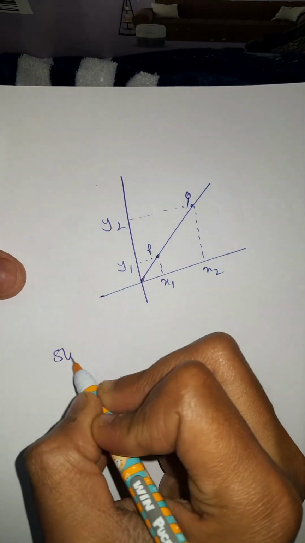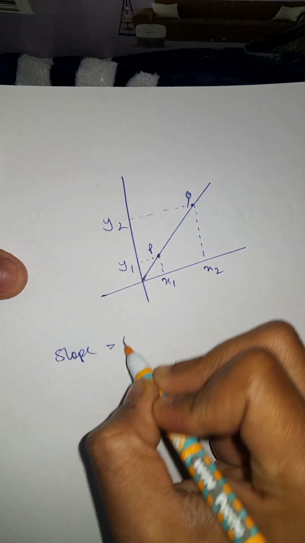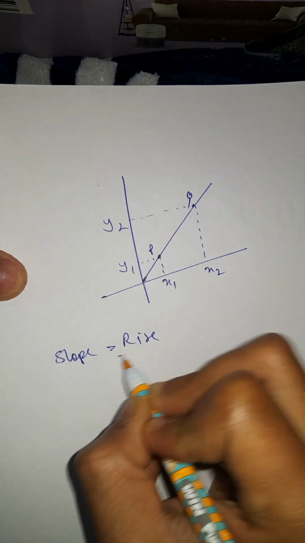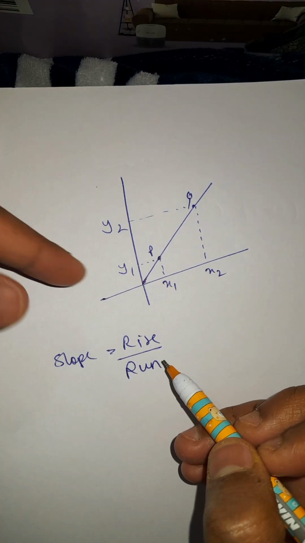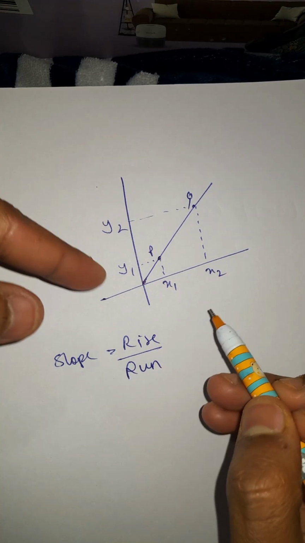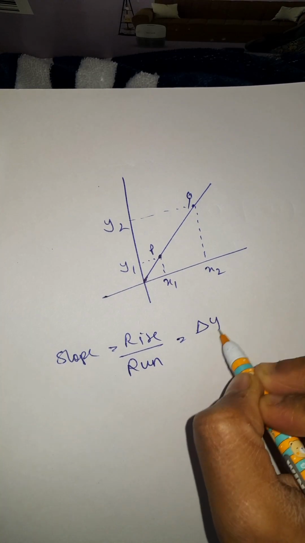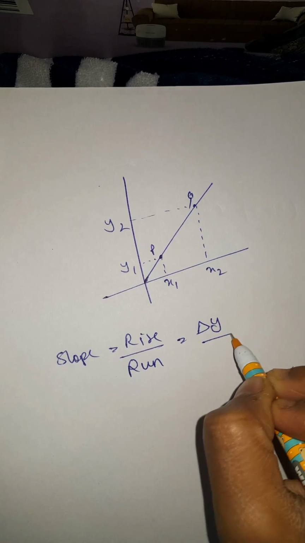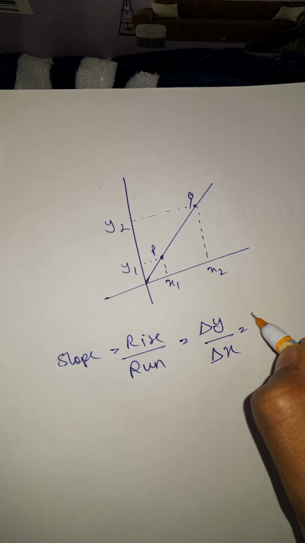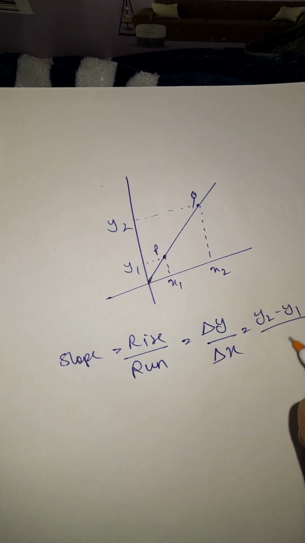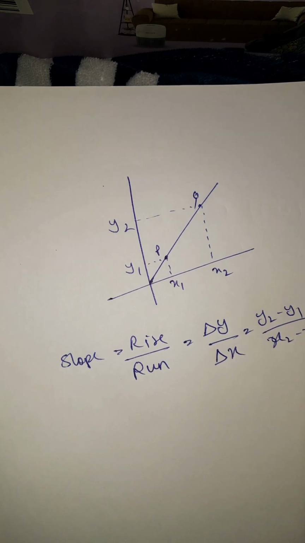So we know that the slope of a function is the rise upon the run. So slope is the ratio of the change in y and the change in x. We can denote the change in y by delta y and the change in x by delta x. So the change in y is y2 minus y1 and the change in x is x2 minus x1.